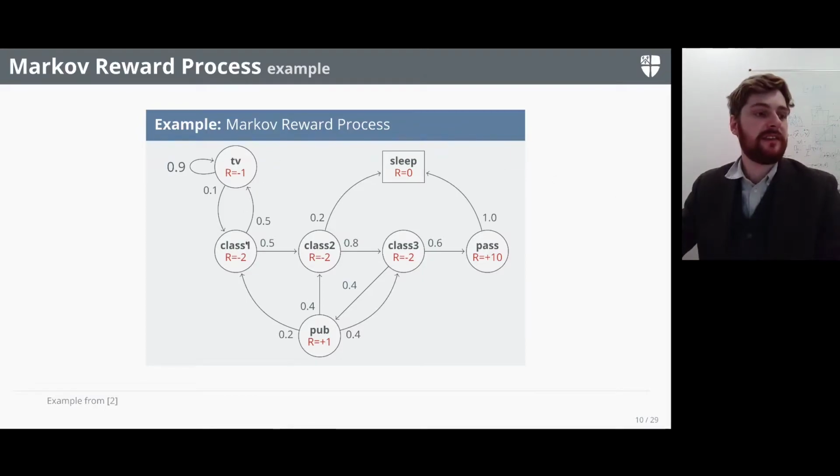Okay, so in this case here, we don't really want to have this cycle where we keep getting positive reward, so we lose reward by watching TV, even though it might be enjoyable in the short term. But every time we go to class, it's pretty tedious usually, so we lose some reward. Going to the pub's quite good though, but then you've still got to go back to class at the end of the day. And once you've passed, you get a big burst of reward, and you can sleep. And once you've terminated, that's it. That's the end.